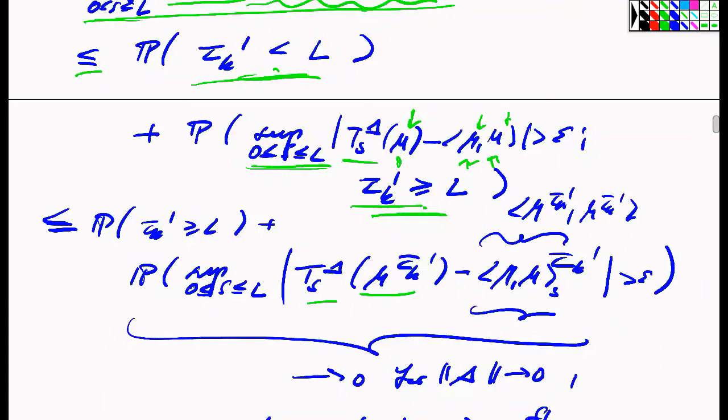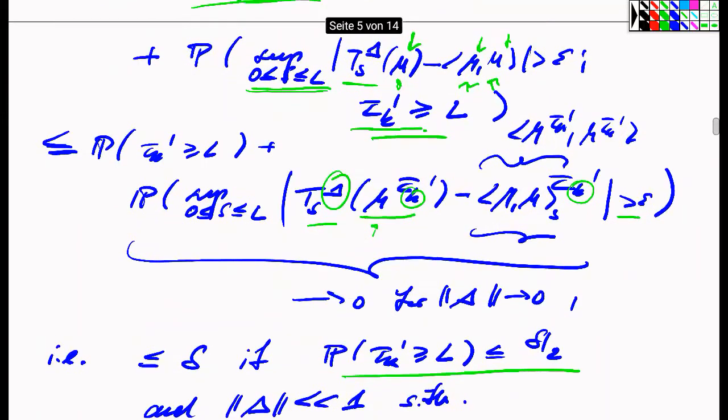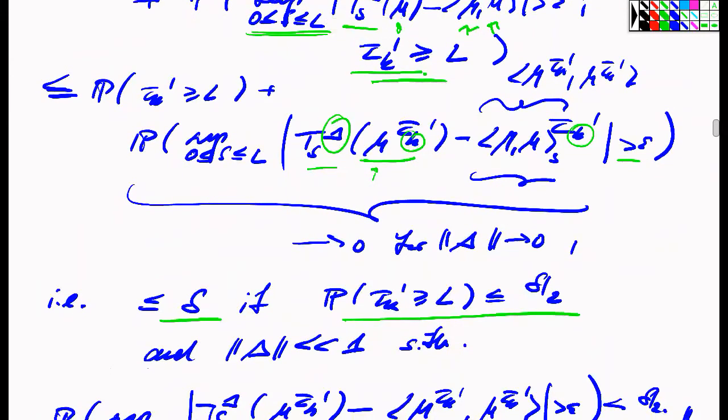And so I can replace the process by its stopped version. But for the stopped version and fixed k, I know that this is a bounded martingale, and therefore I have this convergence uniformly in time in probability, which tells me that if delta is sufficiently small, the second summand of this inequality will be as small as I like. So in particular, the sum of the two things will be smaller than any delta, for instance, if, as I just said, the k index is chosen large enough such that this probability is less than delta half.